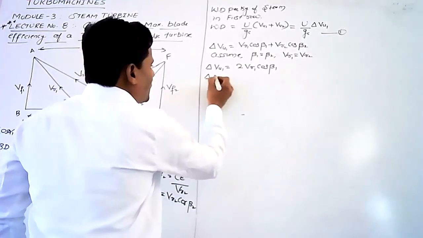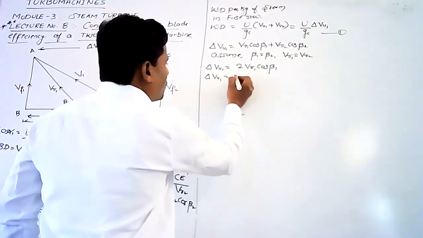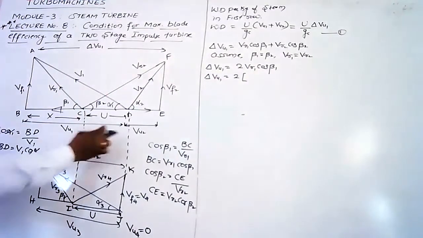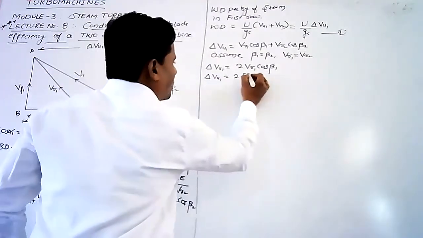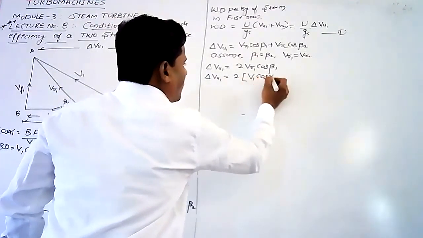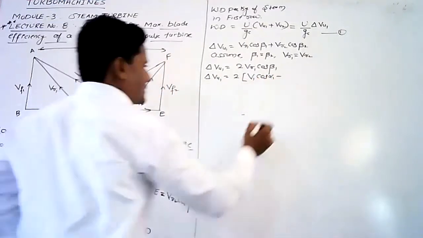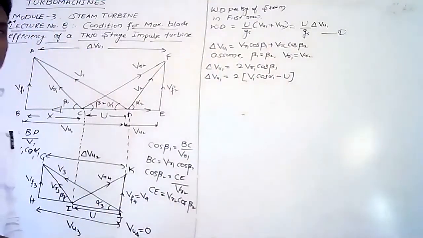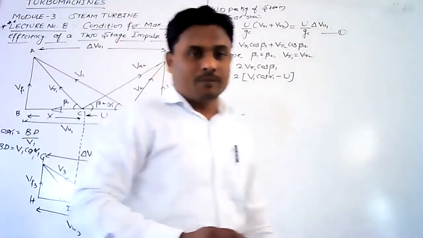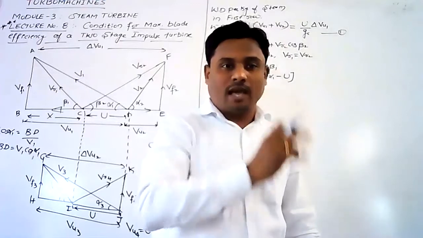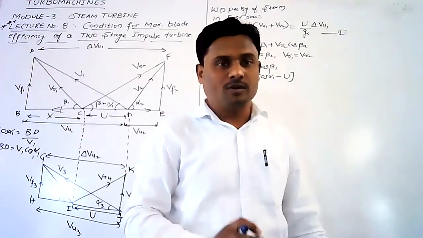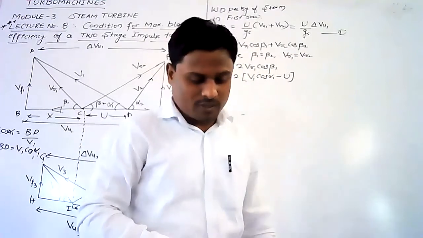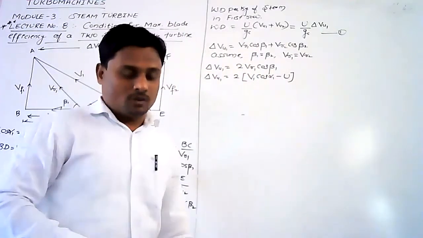So delta VU1 can also be written as 2 times, how can I write VR1 cos beta 1 as the total BD? BD is nothing but V1 cos alpha 1, minus U as it is. So this is the delta VU1 term. Ultimately, what is our main aim? Our main aim is to write all the angles in terms of alpha 1, because the final form of the equation will be strictly in terms of alpha 1 only. So that's why we are doing this.